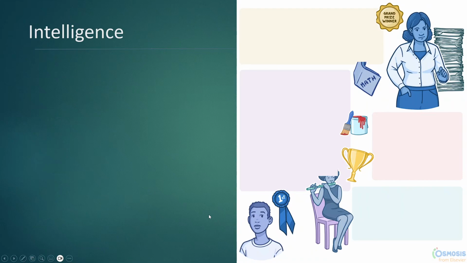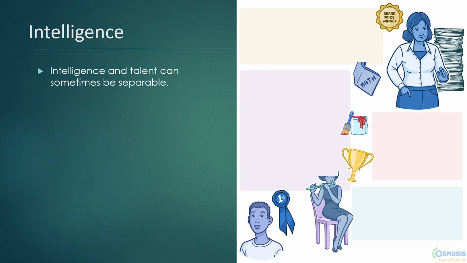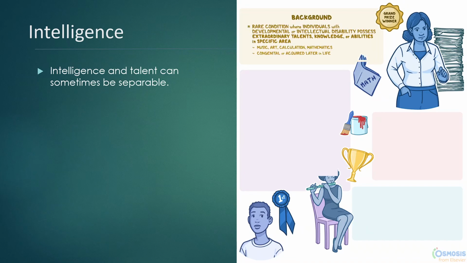In this first topic, I wanted to mention that intelligence and talent can sometimes be separable. There are cases of people who have very low IQ scores and then have amazing talent. So I wanted to take a second and talk about what we call savants. Savants are people who have developmental or intellectual disability for some reason. It could be something that they were born with. It could be that they had an injury, but they have extraordinary talents.